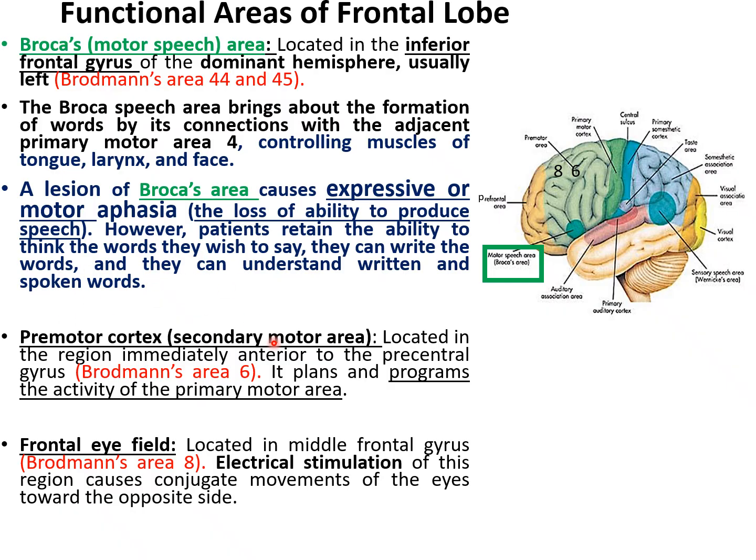Area 6 is called the premotor area or secondary motor area. It's important for planning of the movement performed by motor area 4, or planning of the movement of skeletal muscles. Area 8 is the frontal eye field area, which is important for controlling the conjugate movement of the eye muscles, especially to the opposite side.